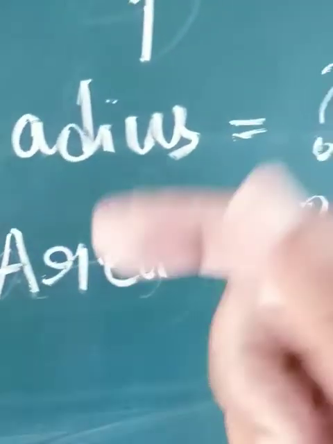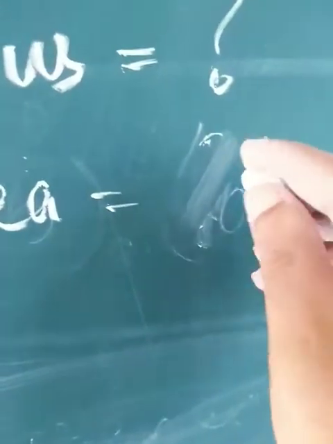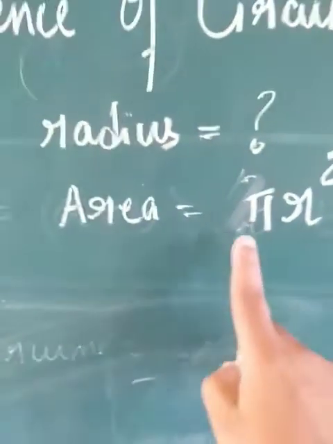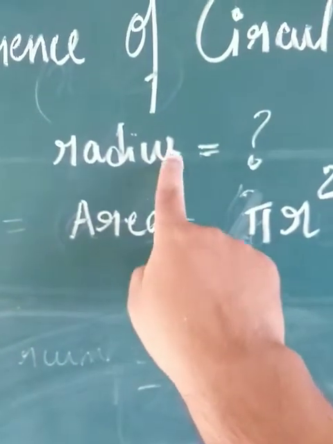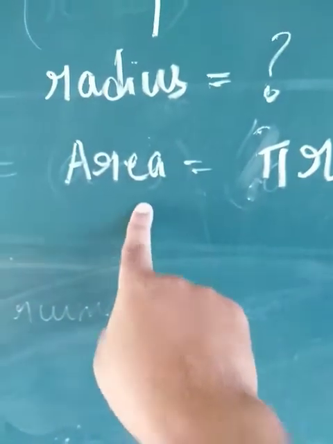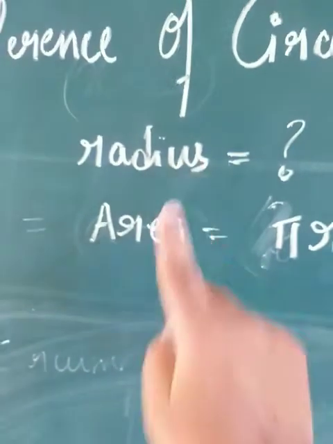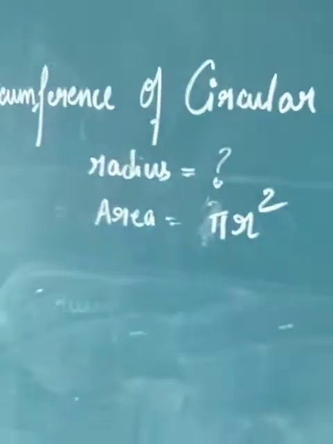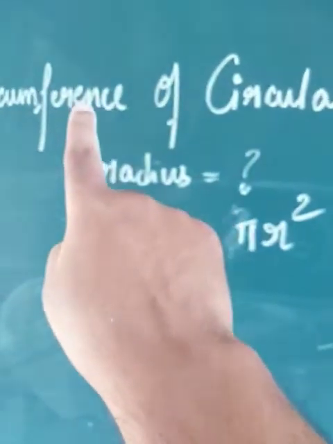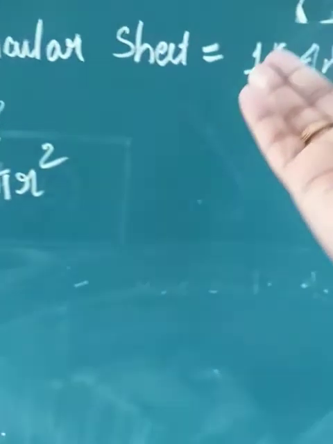Why has the radius been asked first, not the area? Because we know the formula of area is pi r square, isn't it? Until we know the value of radius, we won't be able to put it here and we cannot get the value of area. So the first thing that we have to get is the value of radius. Now how to get the value of radius? It is from the first sentence, that is, the circumference of a circular sheet. It means the circumference of a circle is given.